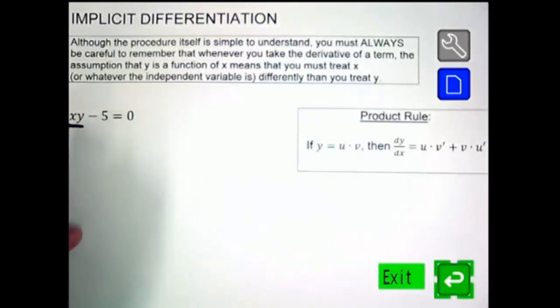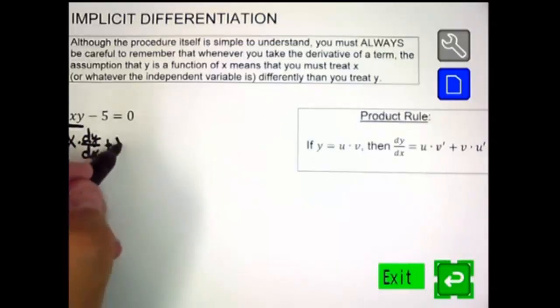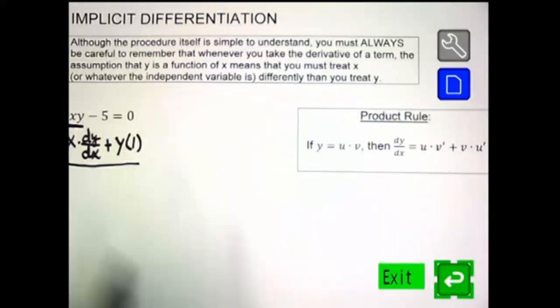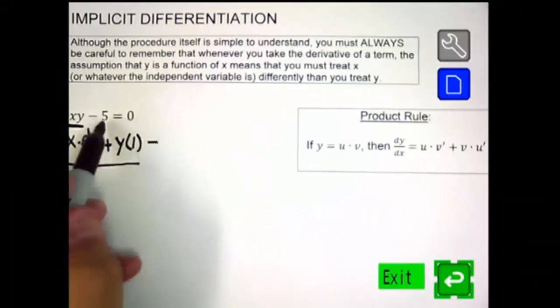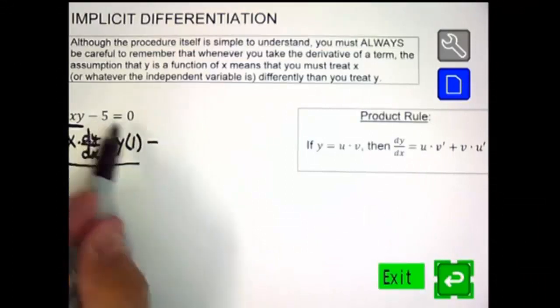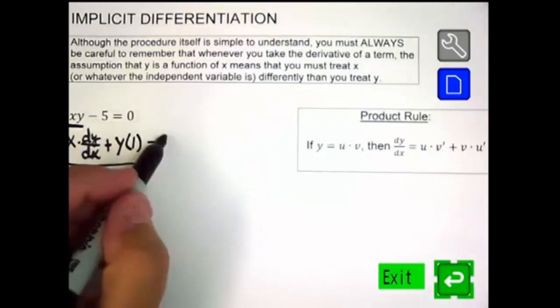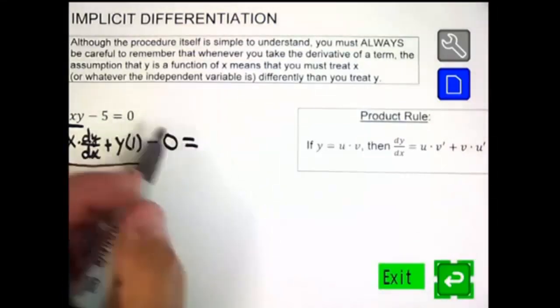So the first factor here is x. So you get x times the derivative of the second factor. Well, the derivative of y is dy over dx because it's a function of x, plus, then you reverse it, you take the second factor, the y, and multiply it by the derivative of x, which is 1. So that's the product rule for the first term. Then you've got minus 5. Actually, you've got minus the derivative of 5 when you're writing the differential equation, and that would be 0. And of course, the derivative of 0 is 0.